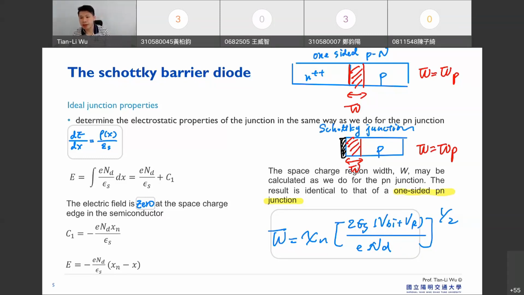So now you can see that the Schottky junction, to be honest, is not a new thing if you already understand the PN junction. The Schottky junction is only one special case of the PN junction. So if you are not familiar with the PN junction, I suggest you go back and have a look at that. Once you fully understand the PN junction, the Schottky junction will be no problem for you.